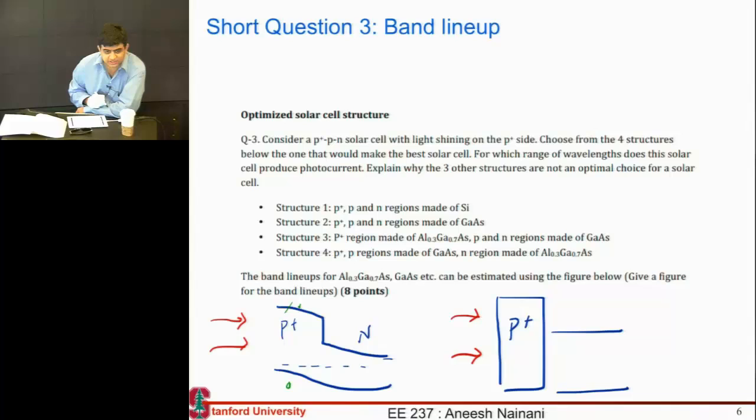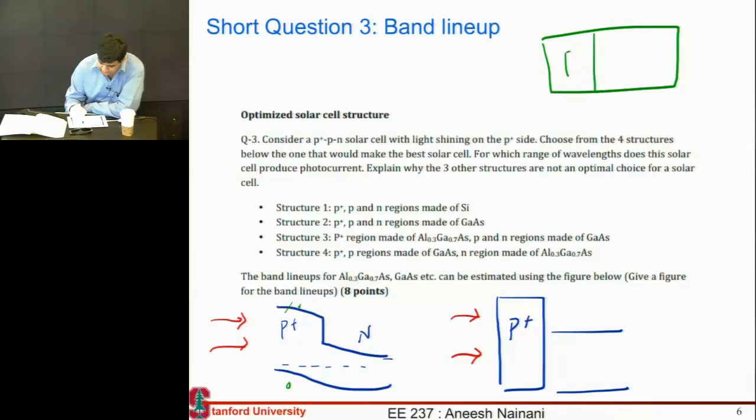But is that a good thing or is that a bad thing? It's a good thing, right? Do people agree that that's a good thing? Is generating fewer electrons in this P plus region a good thing or a bad thing? If I'm reducing the generation over here, is that good or bad?